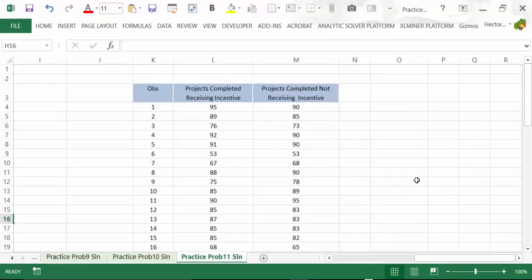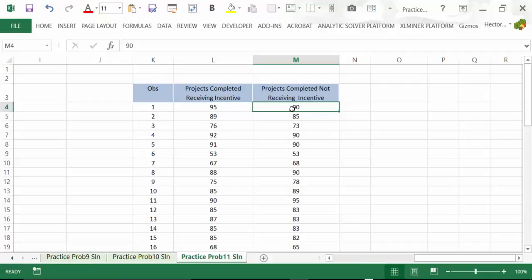Here are the individual observations. Each observation, by the way, is an individual. This is individual number 1, number 2, number 3. This is the first half of the year, the number of projects completed, and this is the second half of the year. This is not receiving the incentive, and this is receiving the incentive.